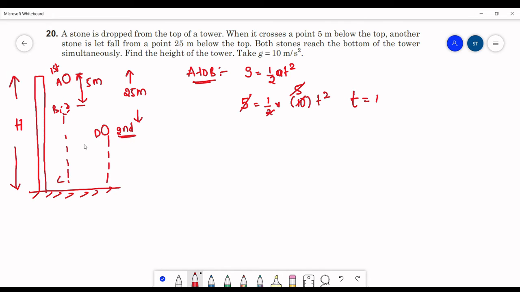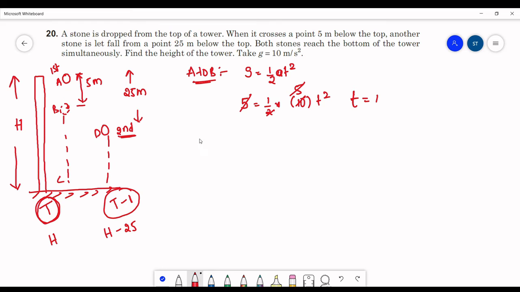So we can say in different words that if the first ball is going to travel for t seconds, the second ball will be travelling for t minus 1 seconds. Clear? And the first ball is going to travel a distance of h, whereas the second ball is going to travel a distance of h minus 25.